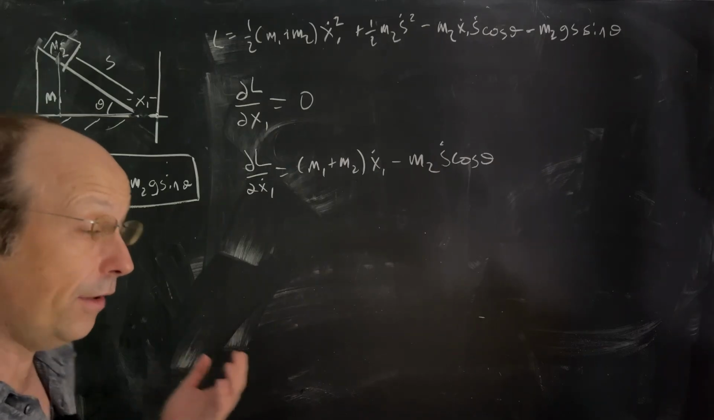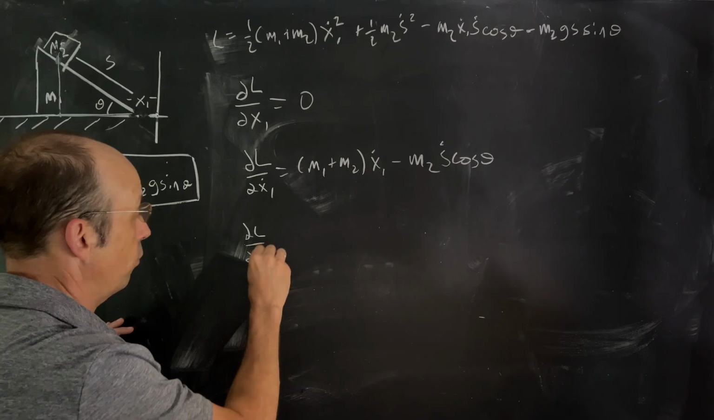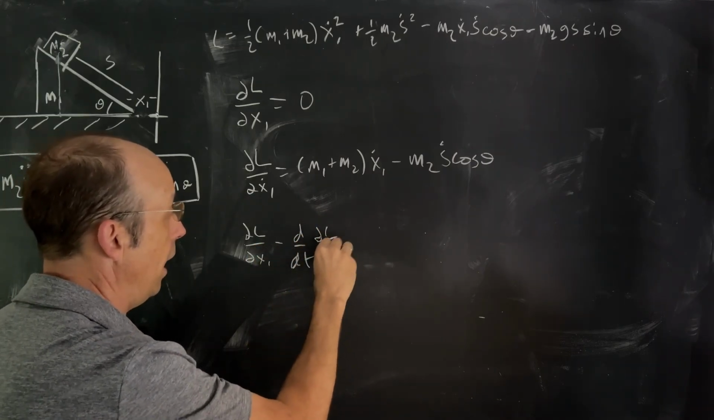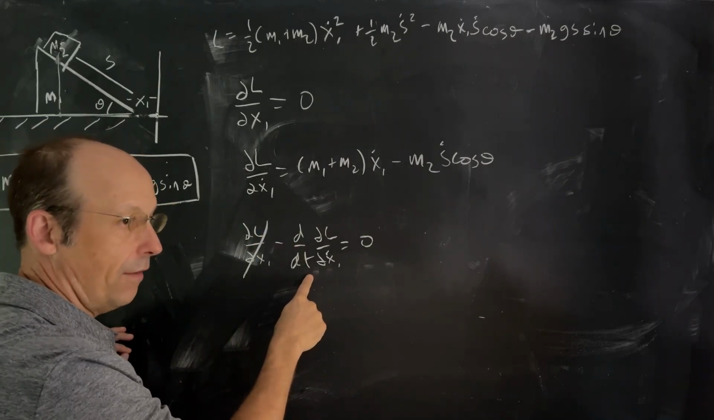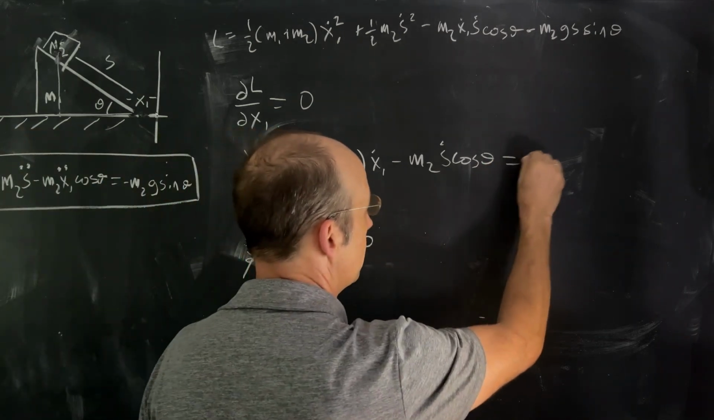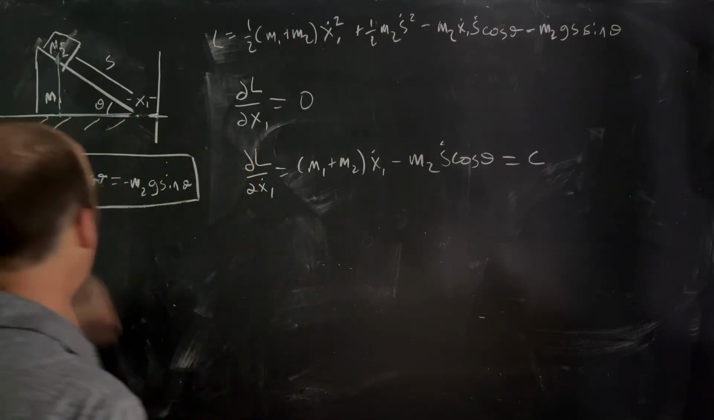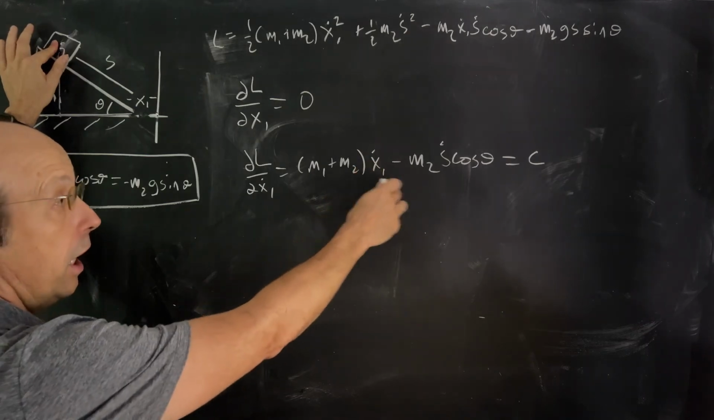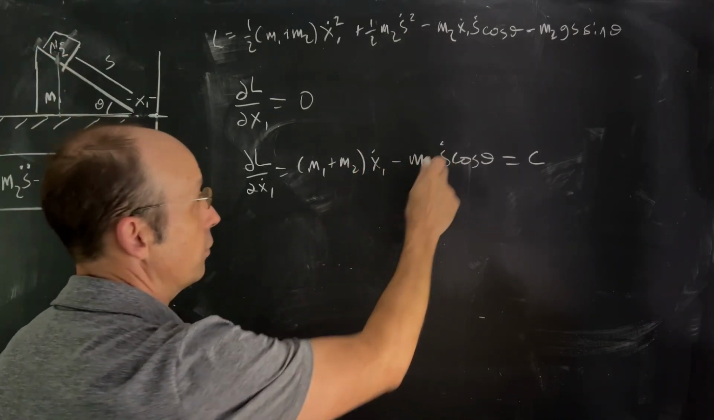So I don't even have to take the derivative, because remember, the partial of L with respect to x1 minus the time derivative of the partial of L with respect to x1 dot is equal to 0. But that's 0, so this is 0. And if the derivative is 0, then this has to be equal to a constant. So let's just call this a constant c. Let's go ahead and find what that constant is. If I release this from rest, my initial x velocity is 0, and my initial s velocity is 0. So at time t equals 0, that's 0, and that's 0. So that means that constant has to be 0.